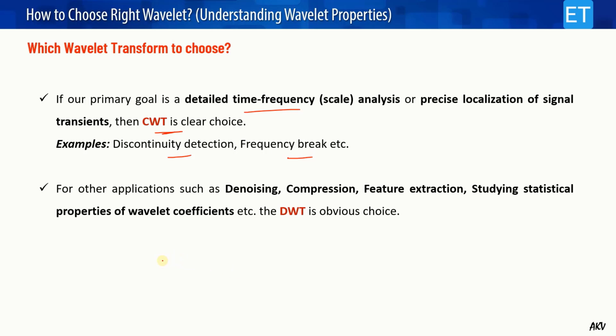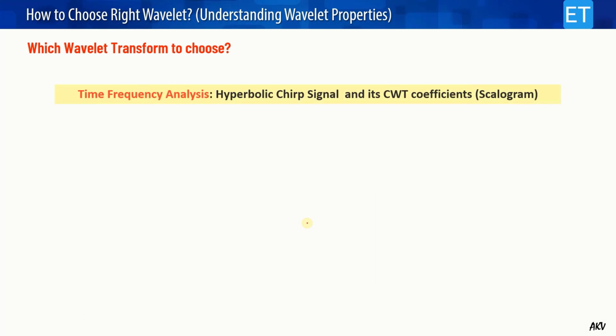And for other important applications, such as denoising, compression, feature extraction, and studying some statistical properties of the wavelet coefficients, the DWT is definitely a good choice. So now let's see a few examples of the CWT. Here you can see that if you want to do time frequency analysis of a signal, then CWT is an obvious choice.